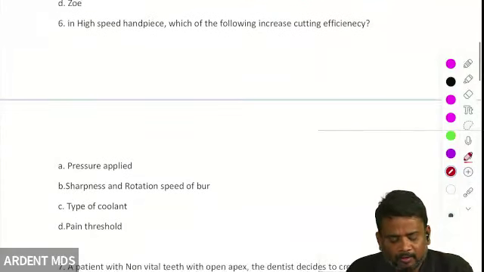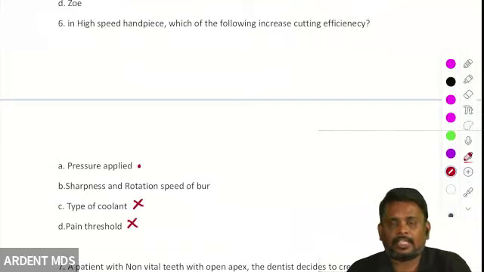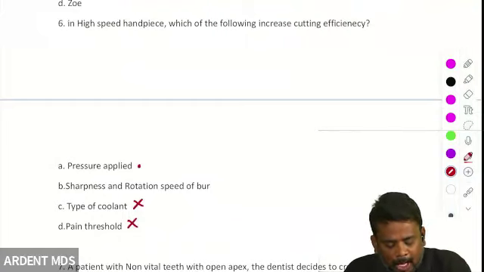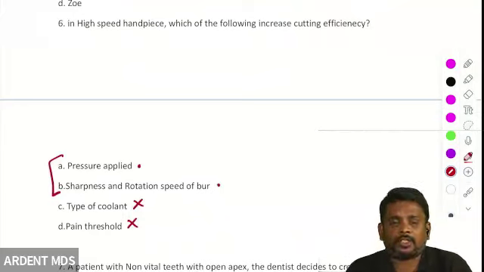So obviously, when you give more pressure, cutting efficiency will be increased. Yes, we'll keep this. Okay, and type of coolant anyway does not determine the cutting efficiency. Pain threshold does not increase the cutting efficiency. So sharpness and rotation speed, obviously, which will be the better option among these two?